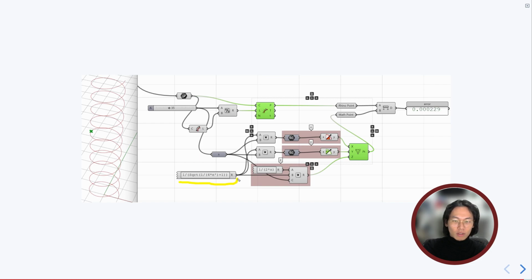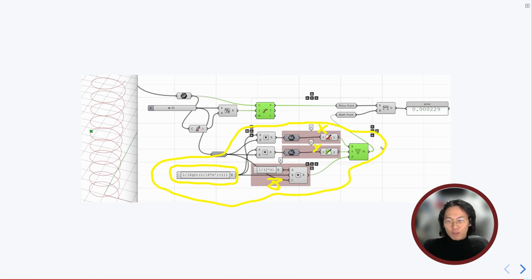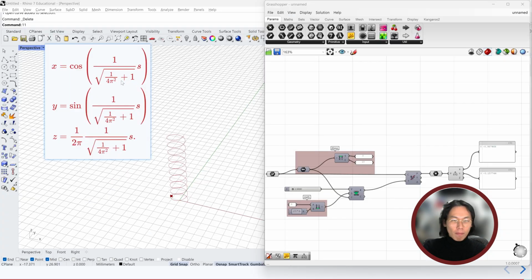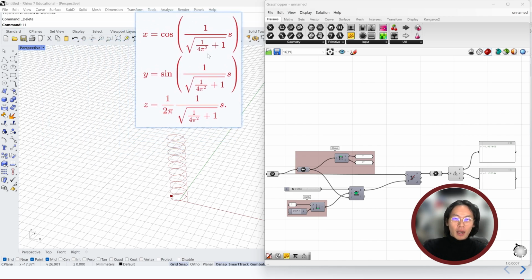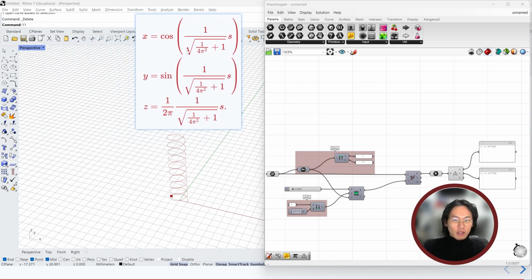So this one is the ugly component, and the other is just similar. This represents X, this represents Y, and this represents Z. This whole part is the mathematical space, and this part is Rhino. This function is S. Okay, now we are back to Rhino and Grasshopper, and let's plug this equation into Grasshopper.